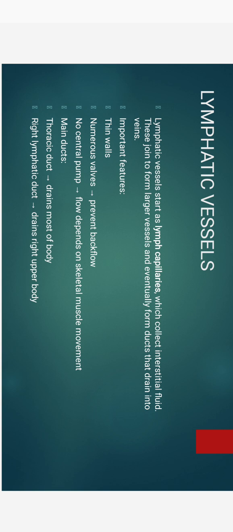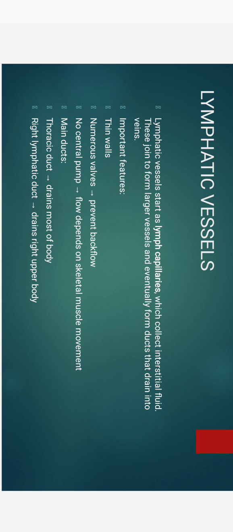Next, lymphatic vessels. Lymphatic vessels start as small lymph capillaries which collect tissue fluid. These capillaries join to form larger lymph vessels and finally form ducts that drain lymph into veins. These vessels have thin walls and many valves to prevent backflow. Unlike the circulatory system, the lymphatic system does not have a central pump like the heart pumping blood. Lymph movement mainly depends on muscle movement and breathing.